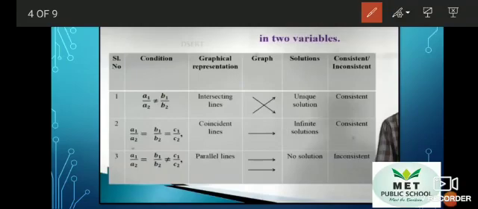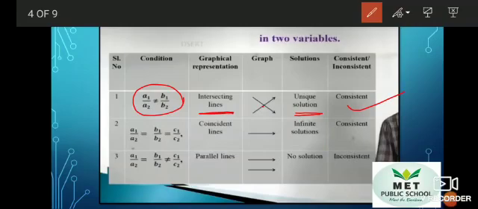Now let us see the condition for intersecting lines. When any two equations are there, the condition for intersecting lines is a1 by a2 is not equal to b1 by b2. And you can see in the intersecting lines both the lines will meet each other at a unique point, one point, and hence it is said to have a unique solution. And any graph having a solution is said to be consistent.